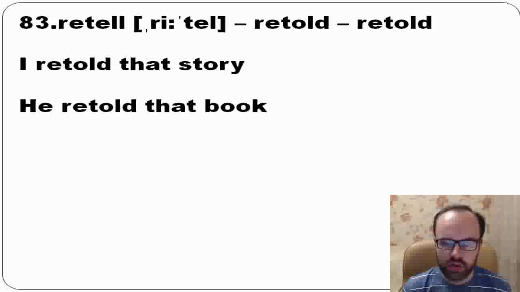Retell, retold, retold. I retold that story. So I told the story to someone. He retold that book.